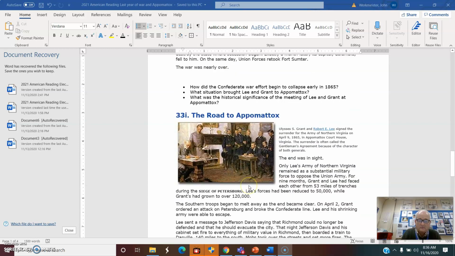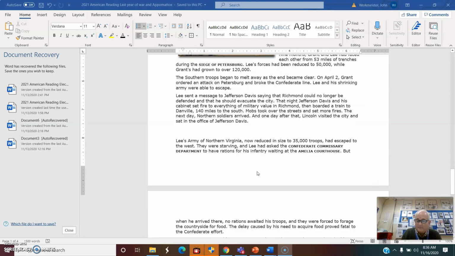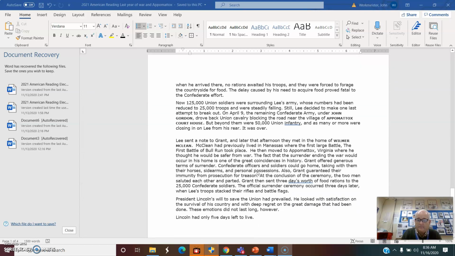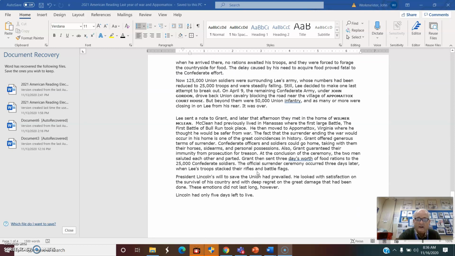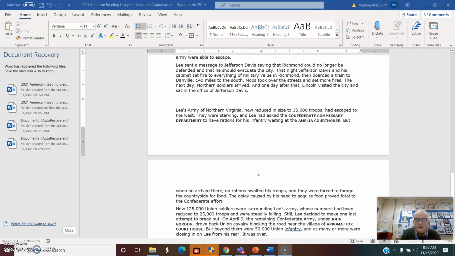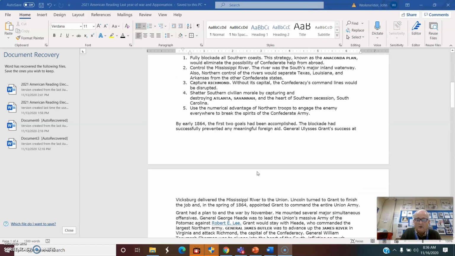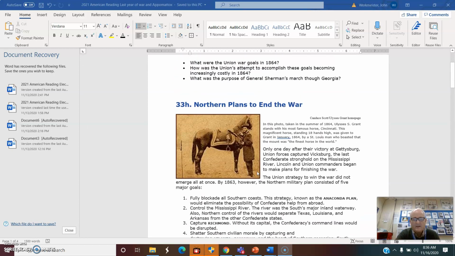And we see a picture of Lee and Grant meeting there in Appomattox as we scan through here. And you can see this reading is pretty short. These readings are not going to take you a long time. But remember, we read with a purpose, and let's come up with a purpose here. I guess a good purpose would be to find out how the Civil War ground to an end by 1865 in Appomattox. How did the Northern plans to end the war reach their conclusion in Appomattox in April 1865?